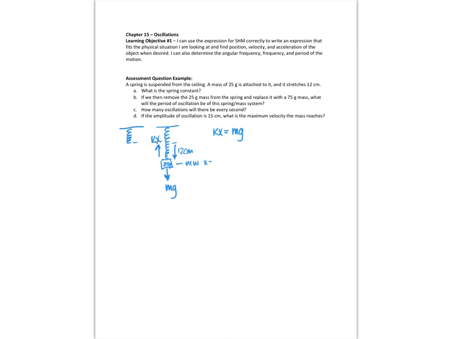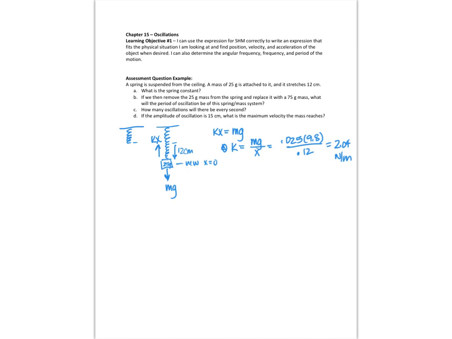This becomes the new x equals 0, but we're using this information about how much it stretched when I added the mass to figure out the spring constant. So K is mg over x. It's 0.025 times 9.8, and then stretched 12 centimeters. This gives me a spring constant of 2.04 newtons per meter. And this is what I'm going to use from now on. This is the spring constant.